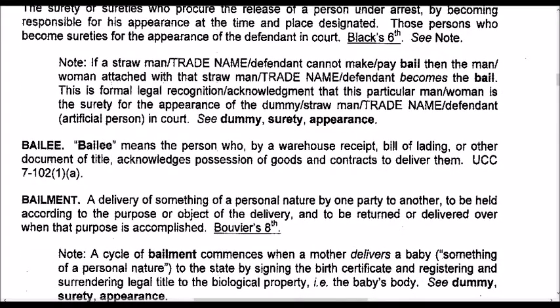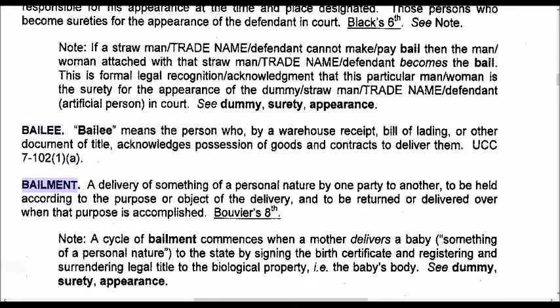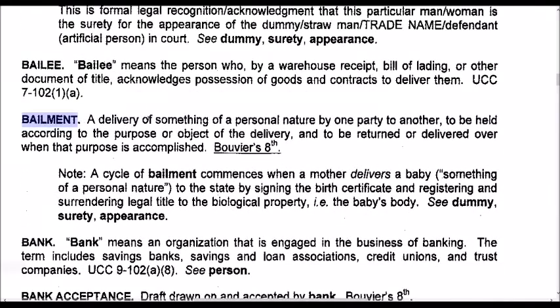All right, bailee. Bailee means the person who, by a warehouse receipt, bill of lading, or other document of title, acknowledges possession of goods and contracts to deliver them. UCC 7-102(1)(a). Bailment. A delivery of something of a personal nature by one party to another, to be held according to the purpose or object of the delivery, and to be returned or delivered over when that purpose is accomplished.